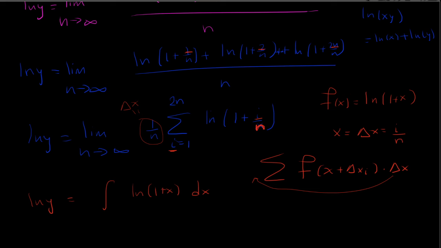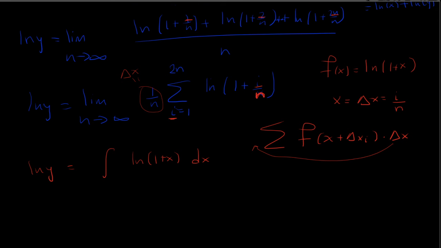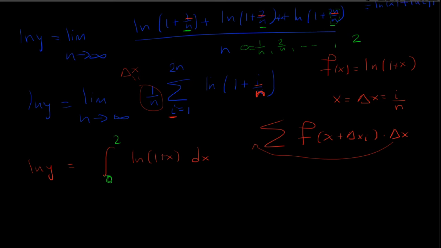But the question is, what are the limits? Okay, so what are the bounds of this integral? Let's think about it, actually. We're going to look at this number. Where does it end up at? Well, it ends up at 2n over n, which is 2. It starts from 1 over n, goes to 2 over n, all the way up to 2. So 1 over n is very, very small. It's really close to 0. So the interval I'm looking for is between 0 and 2. Okay. So now I can integrate this.